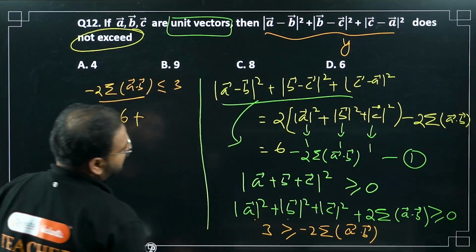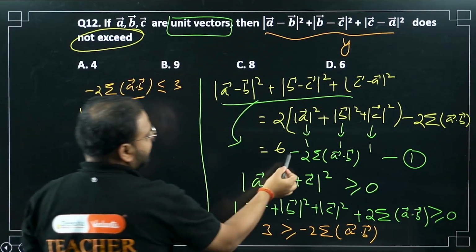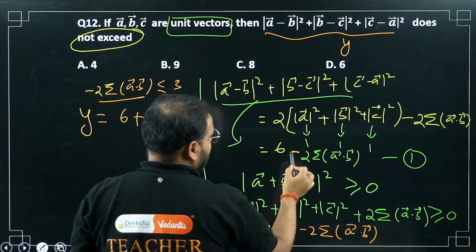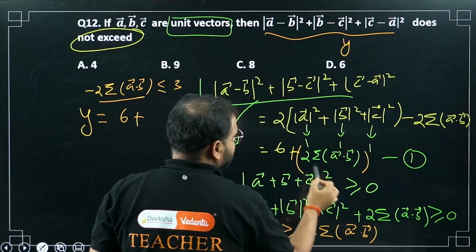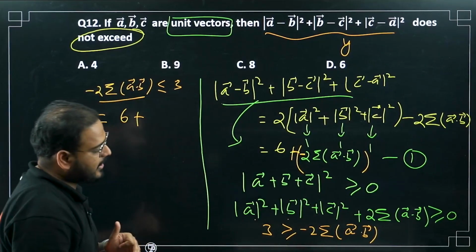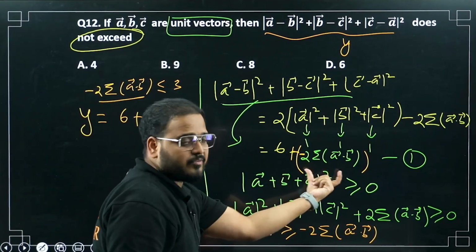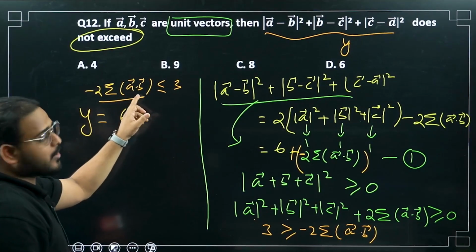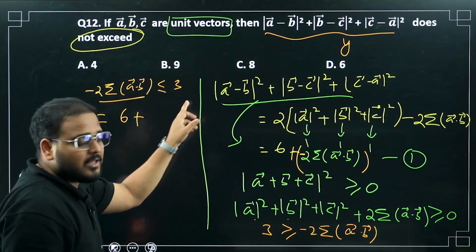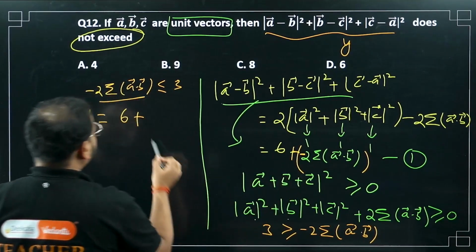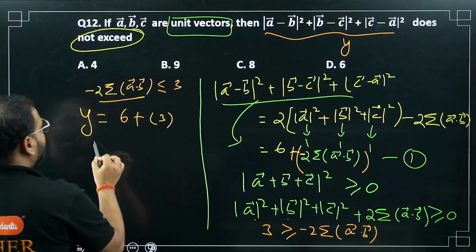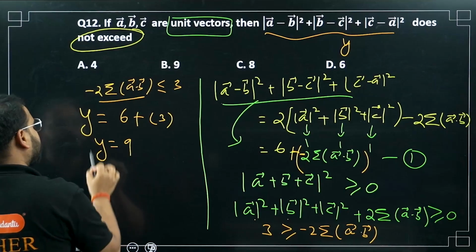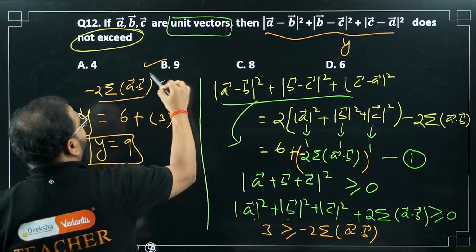6 plus, right? Because this is a negative already, so I can write this as plus, with a minus sign inside. Because the negative of 2 summation of A dot B has a maximum value of 3. So I can write this as plus 3. What's the maximum value of this? 9. Option number B, sir.